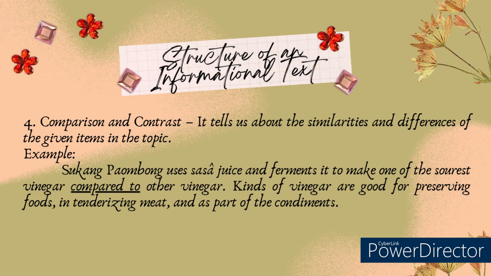Number 4, comparison and contrast. It tells us about the similarities and differences of the given items in the topic. It also uses signal words like same as, similar, alike, as well as, also, compared to, both, instead of, either or, on the other hand, different from, as opposed to. Look at the example. The underlined words are signal words.